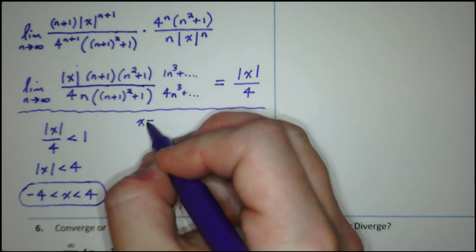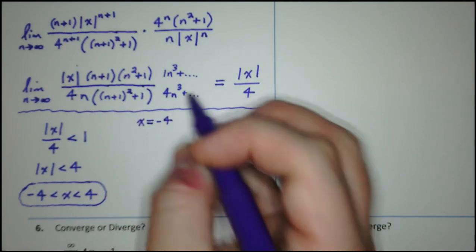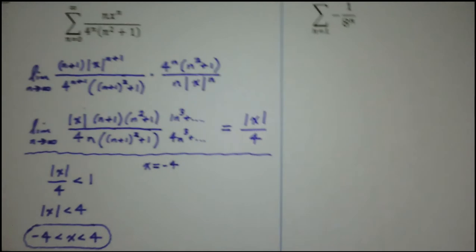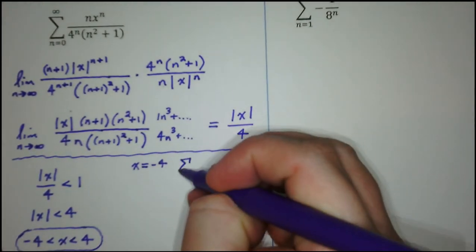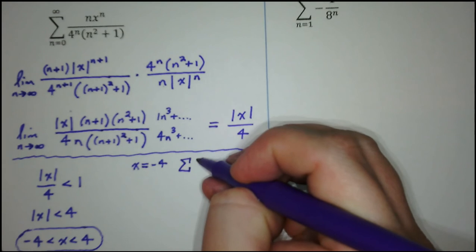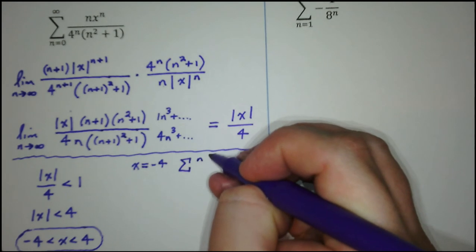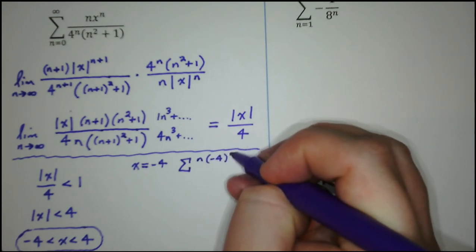So at x equals -4. Holy moly. When we literally let x equal -4, we have n, and then -4 to the n.